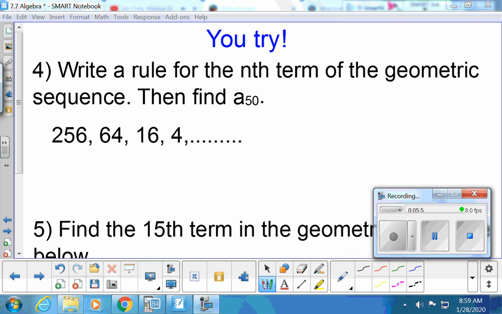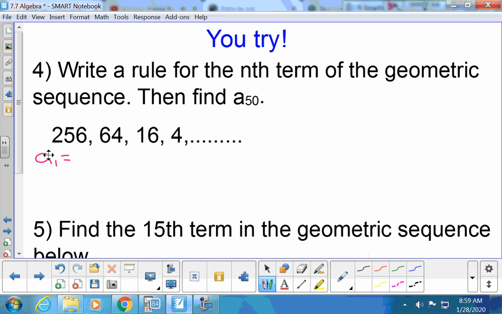This time we're going to write a rule. That means use the formula of the day again for the nth term of this geometric sequence. All right. Well, we need to identify 2 things again. The first number is 256. Very good, right? And the constant multiplier. It's a little bit harder to figure out. Oh, yeah. It's just a 1/4.